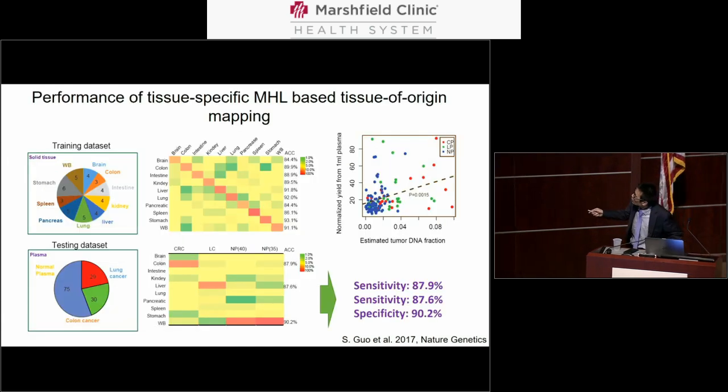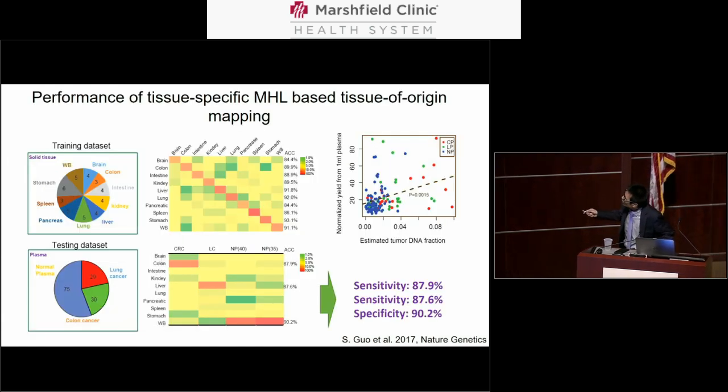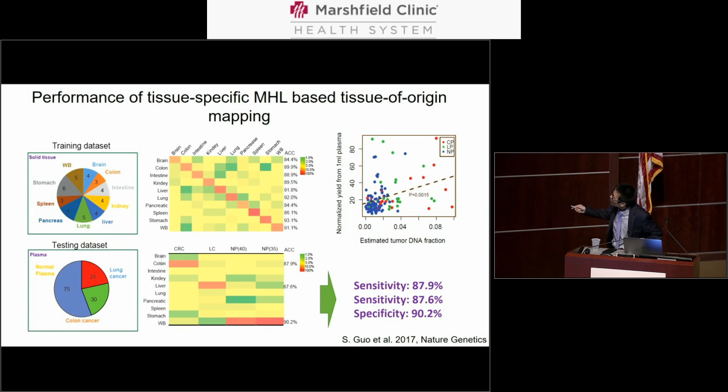Then we built a prediction model using these tissue-specific biomarkers. If you get blood from colon cancer or lung cancer patients, you can map this plasma to its own tissue. This is a very interesting result. We found the sensitivity and specificity is okay, not so bad, because the sample size is not so large, but we think this result is okay. And this result was accepted in Epigenetics in 2017.